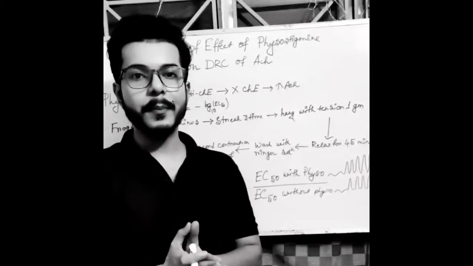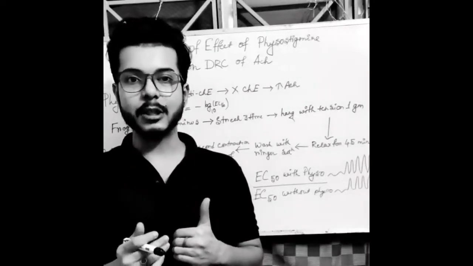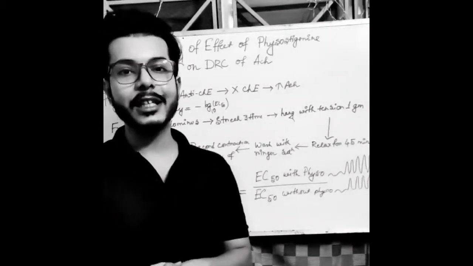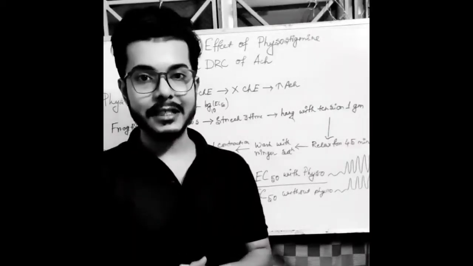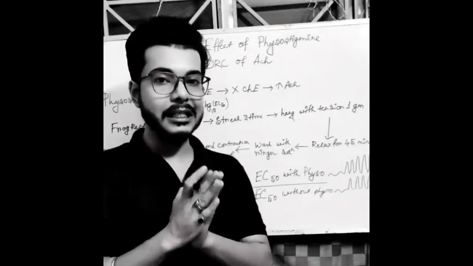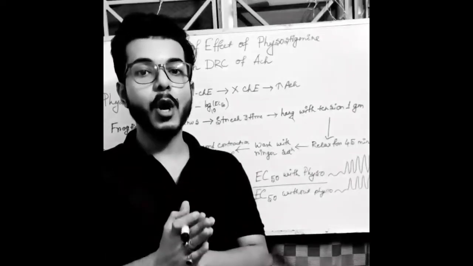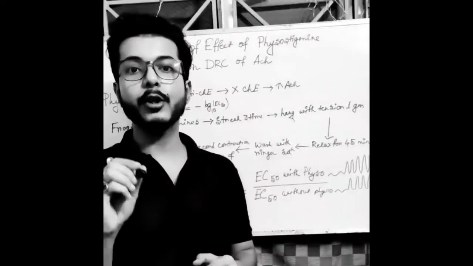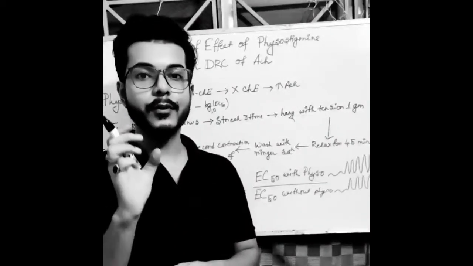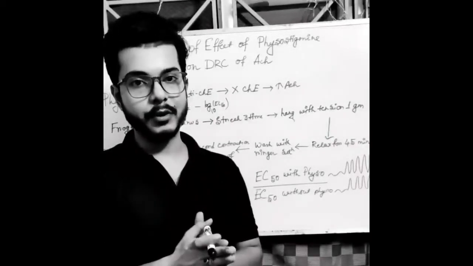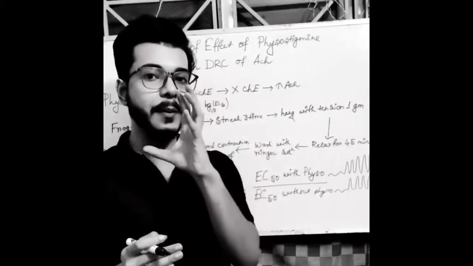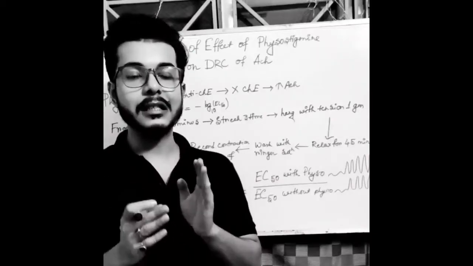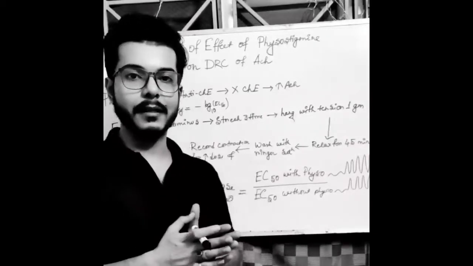So the topic of today's discussion is study of effect of physostigmine on DRC of acetylcholine using the biological system, that is frog rectus abdominis. I have not mentioned that, so put it in your notebook. The biological system is frog rectus abdominis, so that we will be using. As we are specifically mentioning frog rectus abdominis, I'm sure you understand that this is going to be an in vitro method.